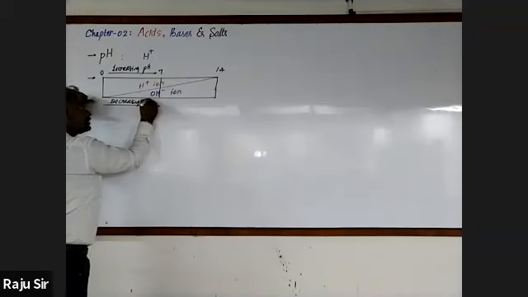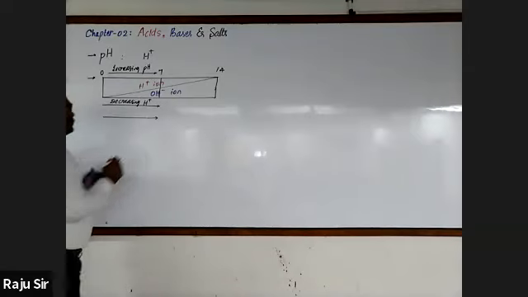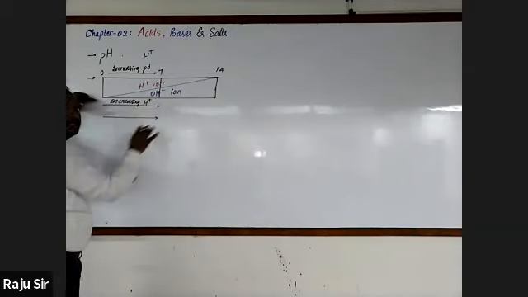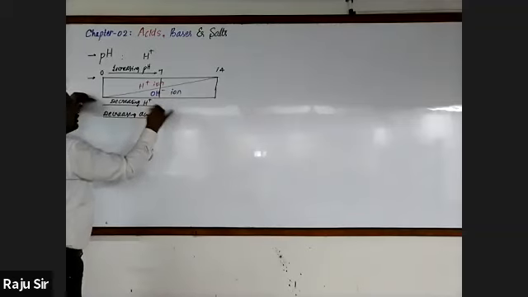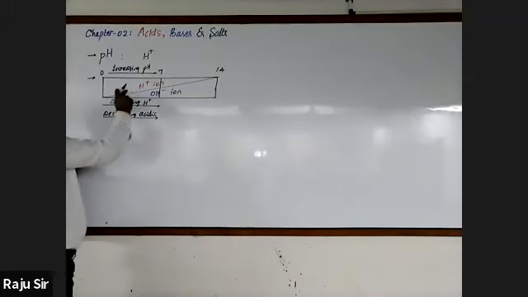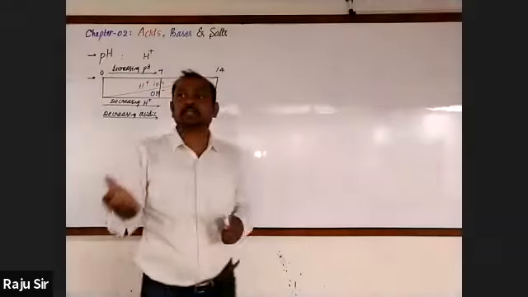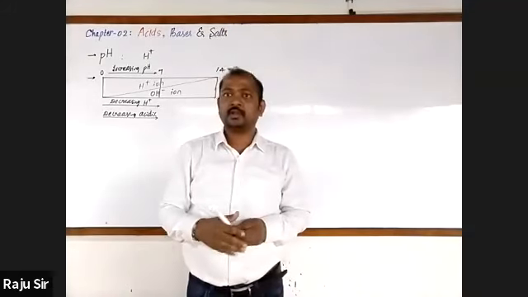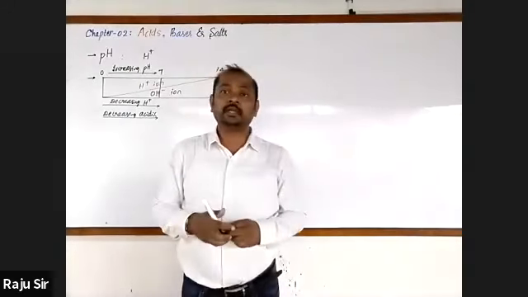Decreasing hydrogen ion concentration. As hydrogen ion concentration decreases, does the acidic nature of the compound increase or decrease? Acidic nature decreases. Are you following? Then what is the relationship between hydrogen ion concentration and pH? As the pH increases, hydrogen ion concentration decreases. As the pH lowers, hydrogen ion concentration increases.